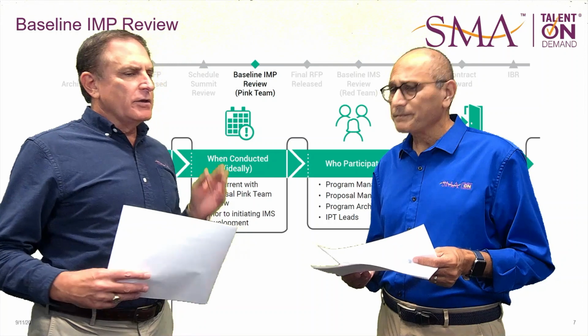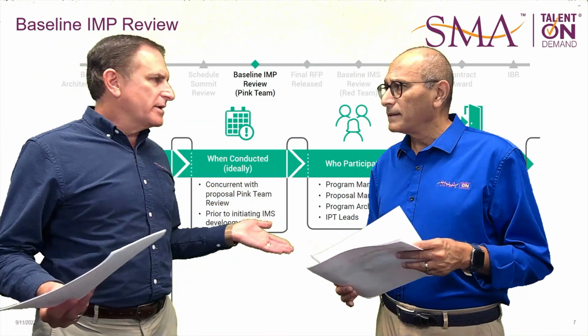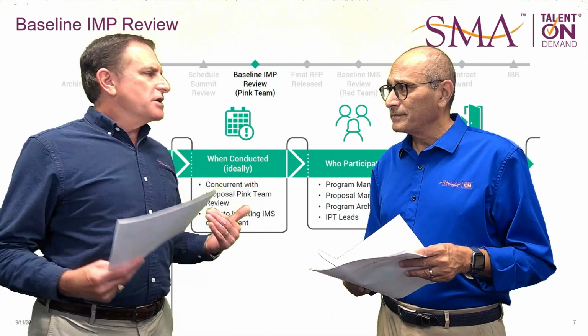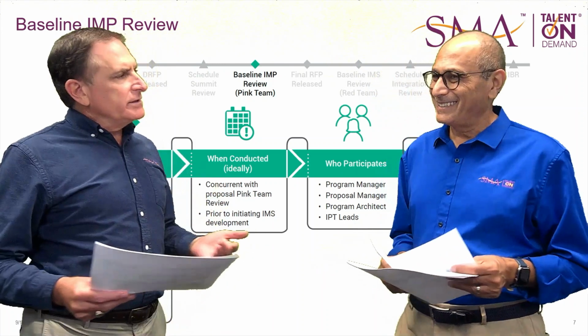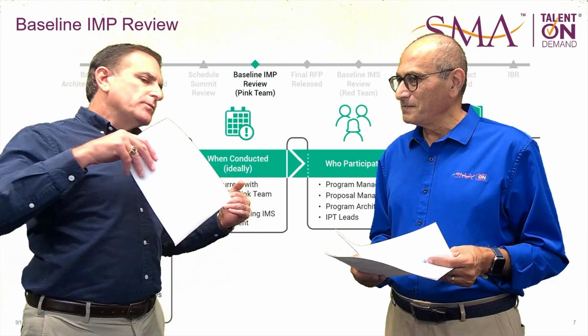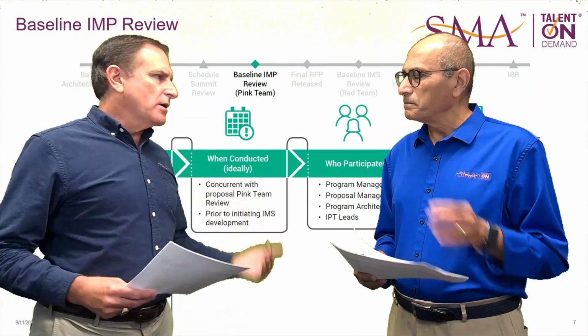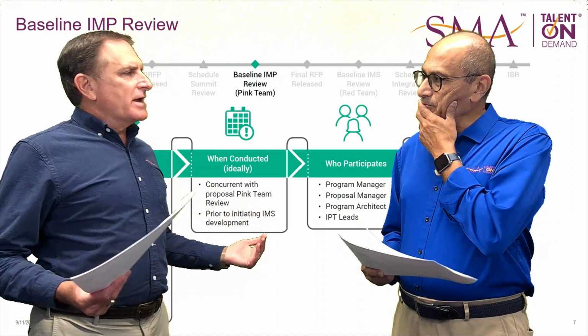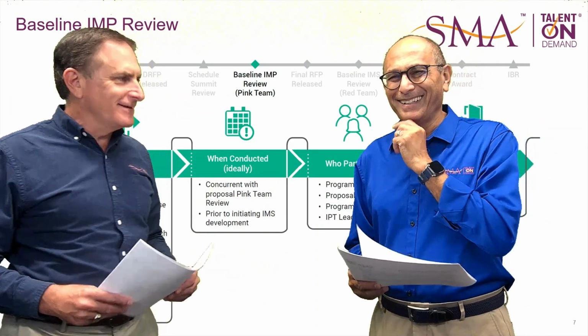A great example is a program I was on that had a 10,000 line IMS, and the Navy just kept saying there's not enough detail here. When we re-architected this, following our process, we ended up with about a 3,500 activity network, and the Navy came back and said, finally, there's enough detail in here that I can understand what you're trying to tell us.